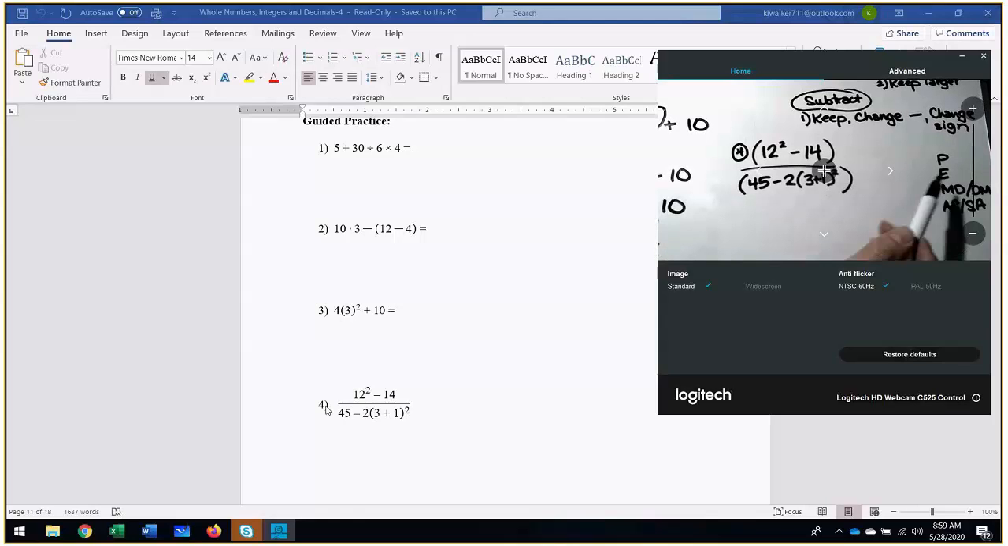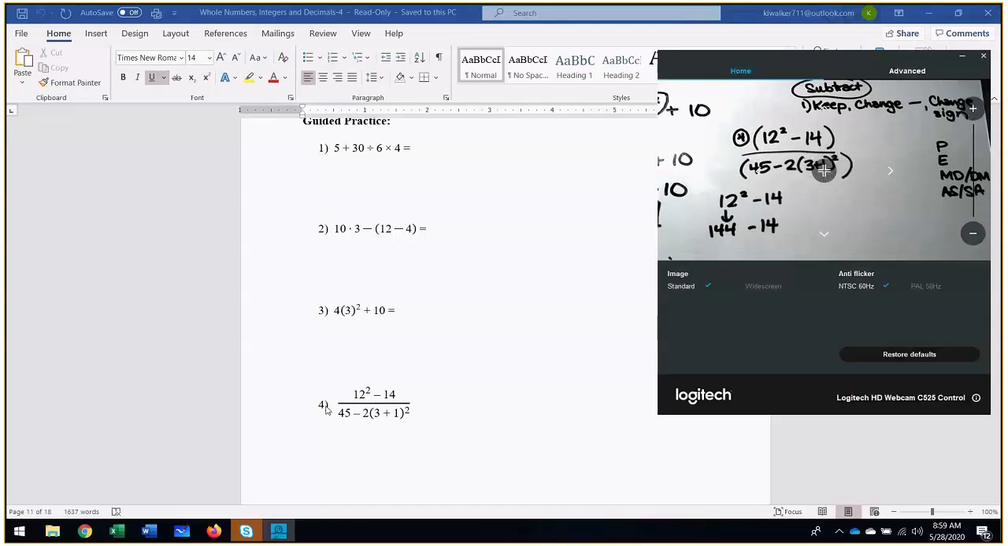And what that means is, since that's the step we start with, we're going to just work with the top. Then we're going to just do the bottom, and then we'll put it together at the end. So I'm going to do my exponent here next. That's 12 times 12. And then 144 minus 14 is 130. That's not my final answer, that's just the answer to the top right there.